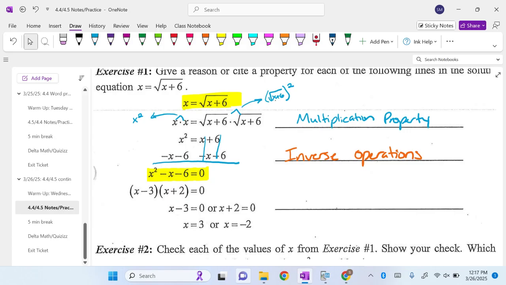What are you talking about for this one? Yeah, the one that we said was inverse operations. Because you subtract x, so this can't combine. So this would be x squared minus x. Subtract the 6. This would be x squared minus 6. So it gives us this trinomial.